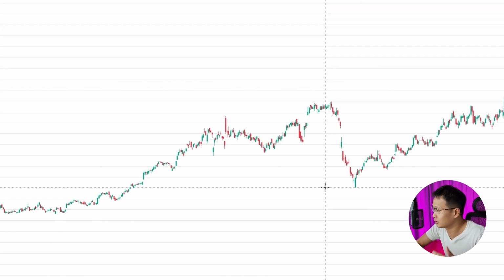Is it going up? Is it going down? Maybe it's moving sideways. That's how, just by looking at the past prices, we can deduce whether to take the trade or not. And that's exactly what technical analysis is.